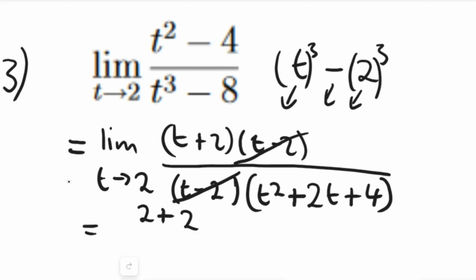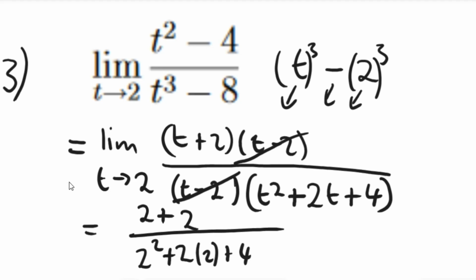I'm no longer writing a limit as t goes to 0. Can you see? Because I'm replacing t with now the limit as t goes to 2. I'm replacing that here. Then I have 2 plus 2 on top over 2 squared plus 2 times 2 plus 4. And the final answer will be 4 over, this is 4 plus 4 plus 4.